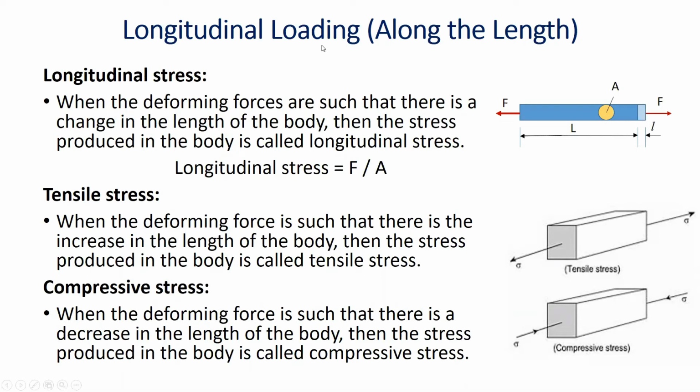You can see the diagram on the right hand side. It is a rod of cross-sectional area A subjected to tensile force F. The original length of the rod was L and the extension in the rod is small l. Then longitudinal stress is equal to F upon A. If the deforming force is applied normal to the surface of a body, then the applied force per unit area is called normal stress. Normal stress is of two types, viz. tensile stress and compressive stress.